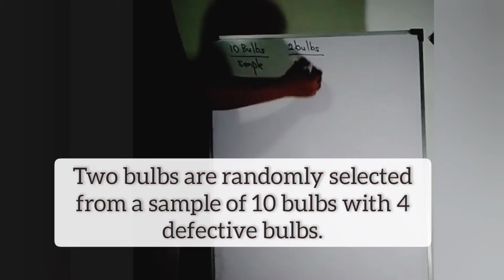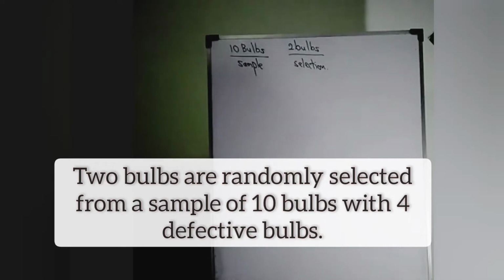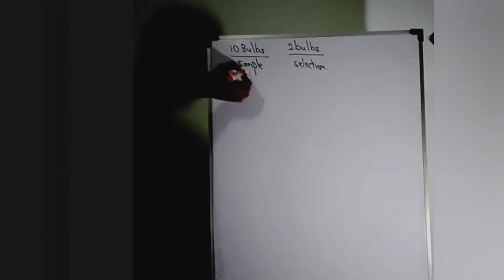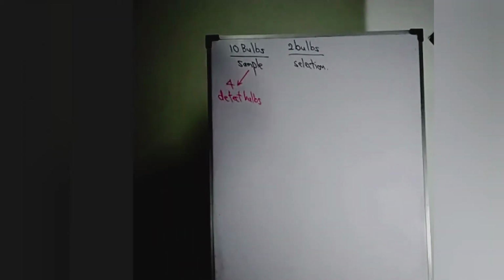This is our selection. With 4 defect bulbs. You have to continue that statement. 2 electric bulbs are randomly selected from a sample space of 10 bulbs with 4 defect bulbs. So this sample of 10 bulbs contains 4 defect bulbs. Six are in good condition.